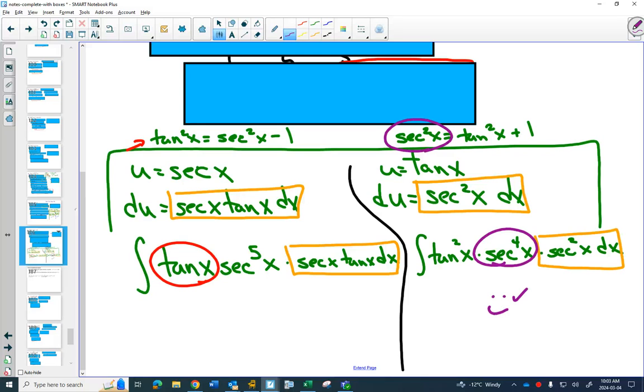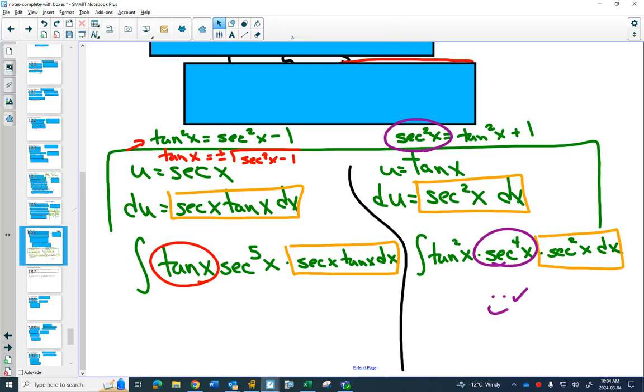The first one still might work. If you would like, I'm going to write it out for you. If you square root both sides, you would have plus or minus the square root of secant squared x minus 1. That just looks messy to me, with the plus or minus and the square root. This one looks a lot happier.